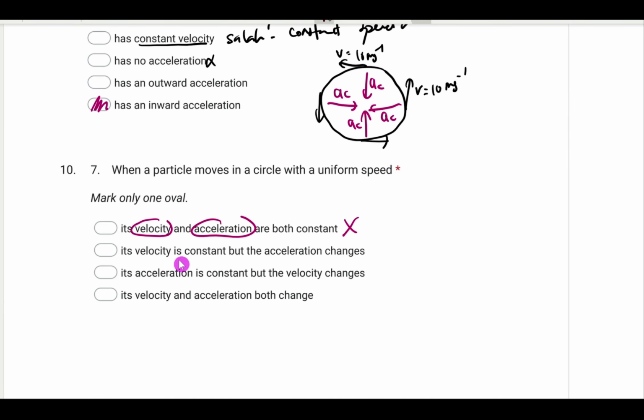Okay, so its velocity is constant? No. Velocity is not constant. Its acceleration is constant? No. Yes, this is the correct one. Its velocity and acceleration both change. Okay, 7, the answer is D.